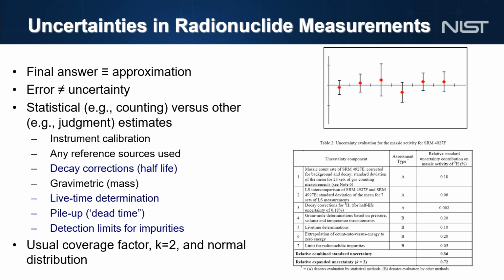In metrology, the final result is generally an approximation of the true and generally unknowable answer. It may be exceptionally close to the true answer, but as this is unknowable, the uncertainty may be large. In radionuclide metrology, uncertainty components arise from both statistical and non-statistical estimates, including instrument calibration, reference sources used, decay corrections or half-life, gravimetric mass measurements, lifetime determination, dead time, and detection limits for impurities.